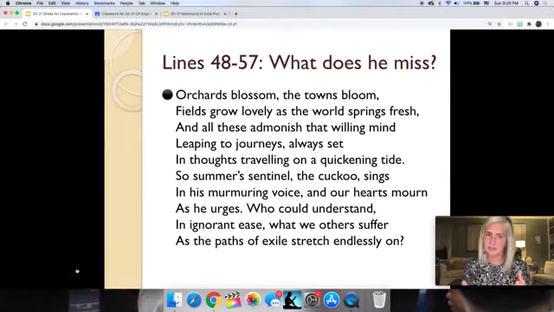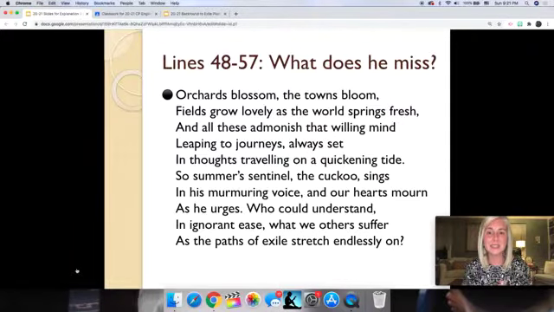He says, and the monk writes, "Orchards blossom, the towns bloom, fields grow lovely as the world springs fresh, and all these admonish that willing mind who's leaping to journeys, always set in thoughts traveling on a quickening tide. So summer's sentinel, the cuckoo, sings in his murmuring voice, and our hearts mourn as he urges. Who could understand in ignorant ease what we others suffer as the paths of exile stretch endlessly on?"